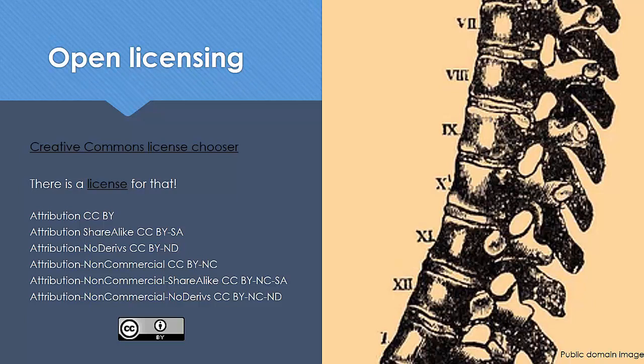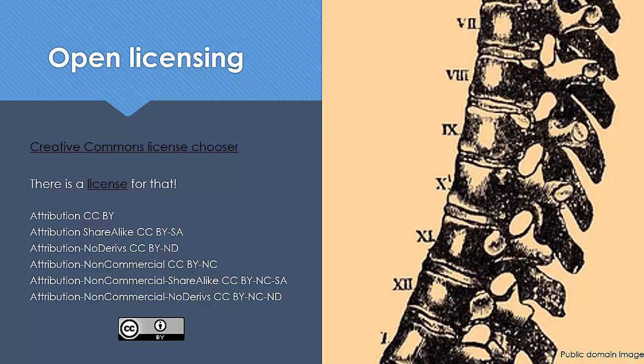CC BY-NC-ND is the most restrictive type of licensing, on the other hand, and it simply means that you may copy and redistribute the material in any medium or format, but you may not use that material for commercial purposes, and also no derivatives. ND means that if you remix, transform, or build upon the material, you may not distribute the modified material.